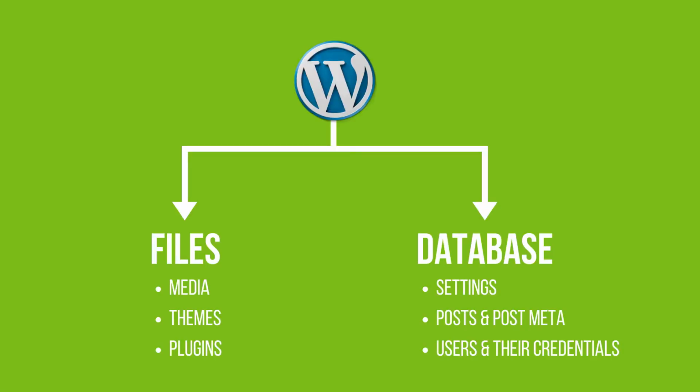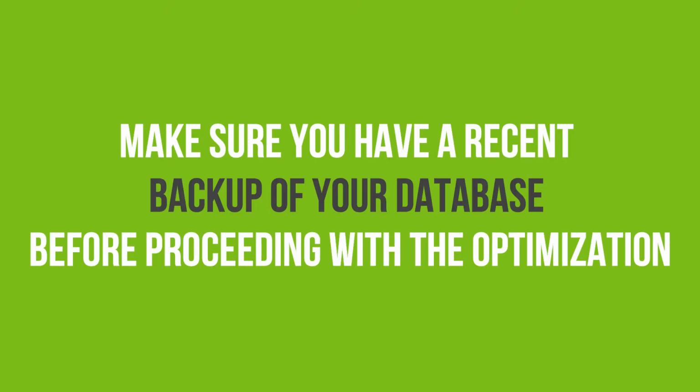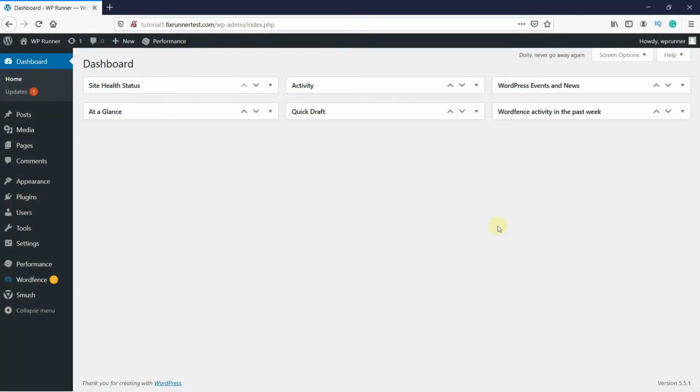All WordPress websites are composed of two parts: the files, which contain media, themes, and plugins, and the database, which contains the settings, post meta, users, and their credentials. It's very important to optimize your database, because a bloated database can slow down your entire site. In some cases, it can even crash it. You can easily optimize your WordPress database using the WP Optimize plugin with just a few clicks.